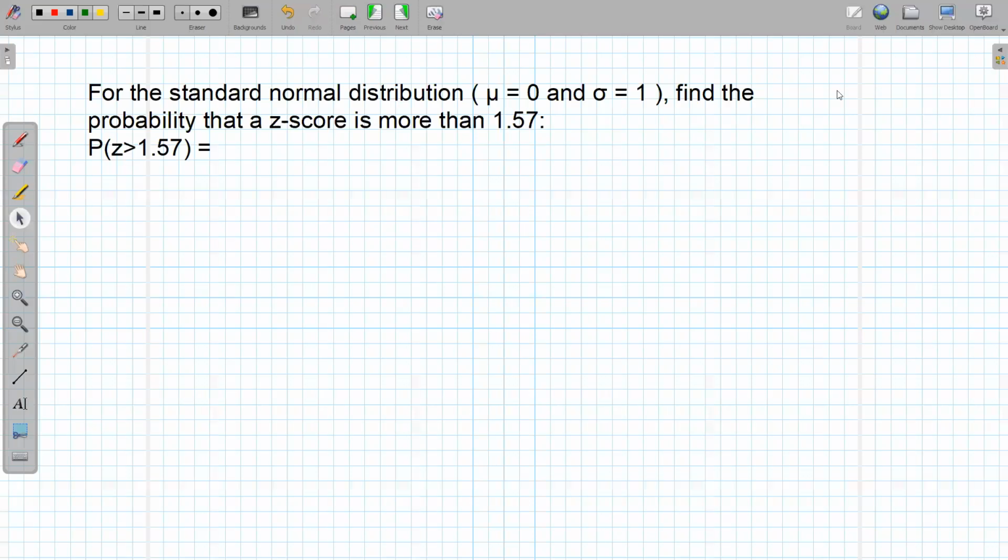So here we want to find from the standard normal distribution. Standard normal means the normal distribution for z-scores. Mean is 0, standard deviation is 1. Find the probability that a z-score is more than 1.57. Right? So more extreme than that on a right tail. And I have the greater than.